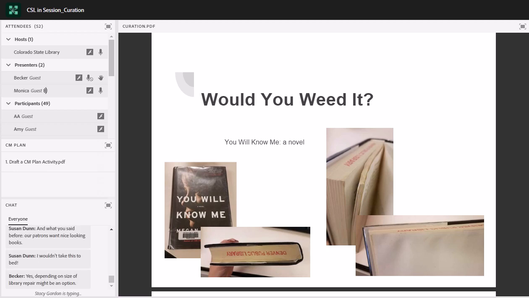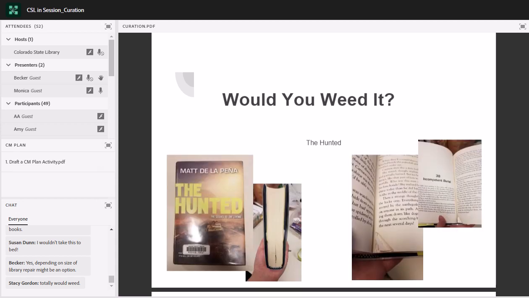I wouldn't take this to bed. Always a good measure. So it looks like this one is a weed vote as well. So we're going to move on to The Hunted by Matt De La Pena. So this one had some tearing in the pages in the middle. This one had 12 circulations this year, and we have 4 copies.